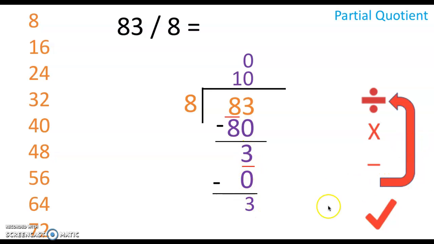Then we'll repeat. Oh, do we have any place values left to repeat with? Nope. So let's go on to our last step of check. Is 3 smaller than 8? Sure is, so that's our remainder. We get our answer by looking at the place values right here. That would be 10 with a remainder of 3.